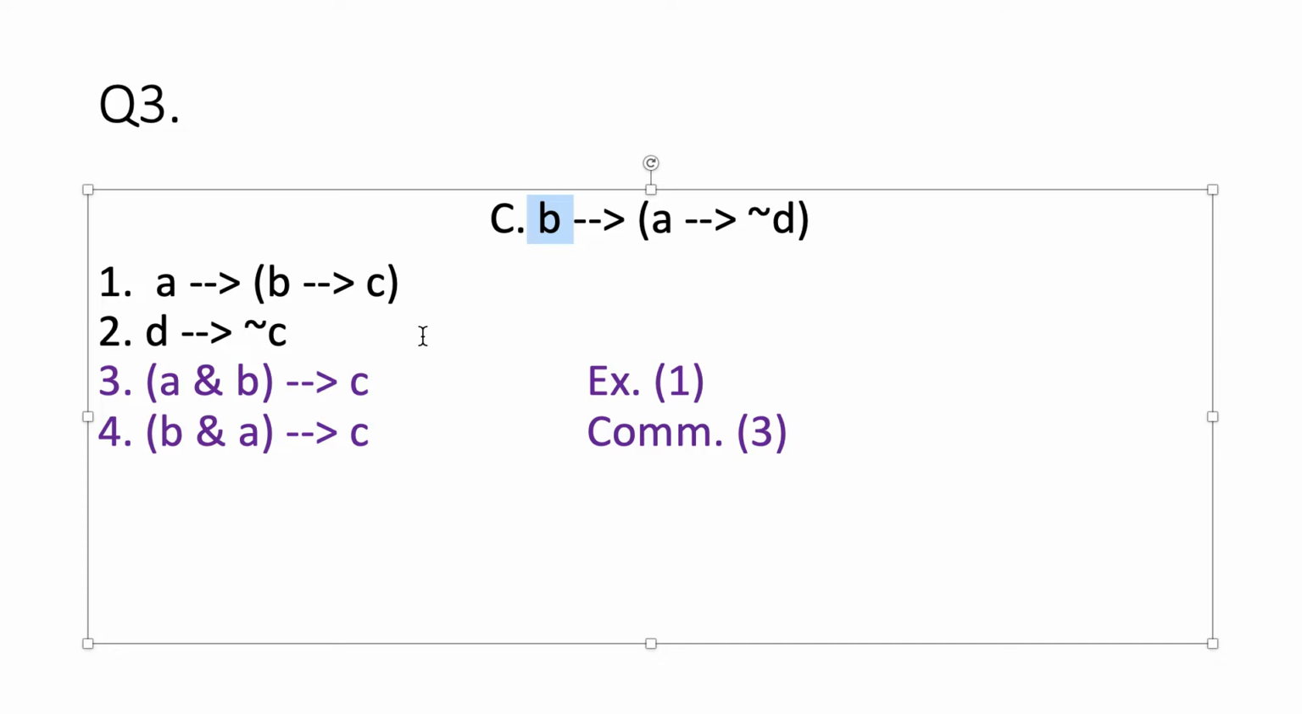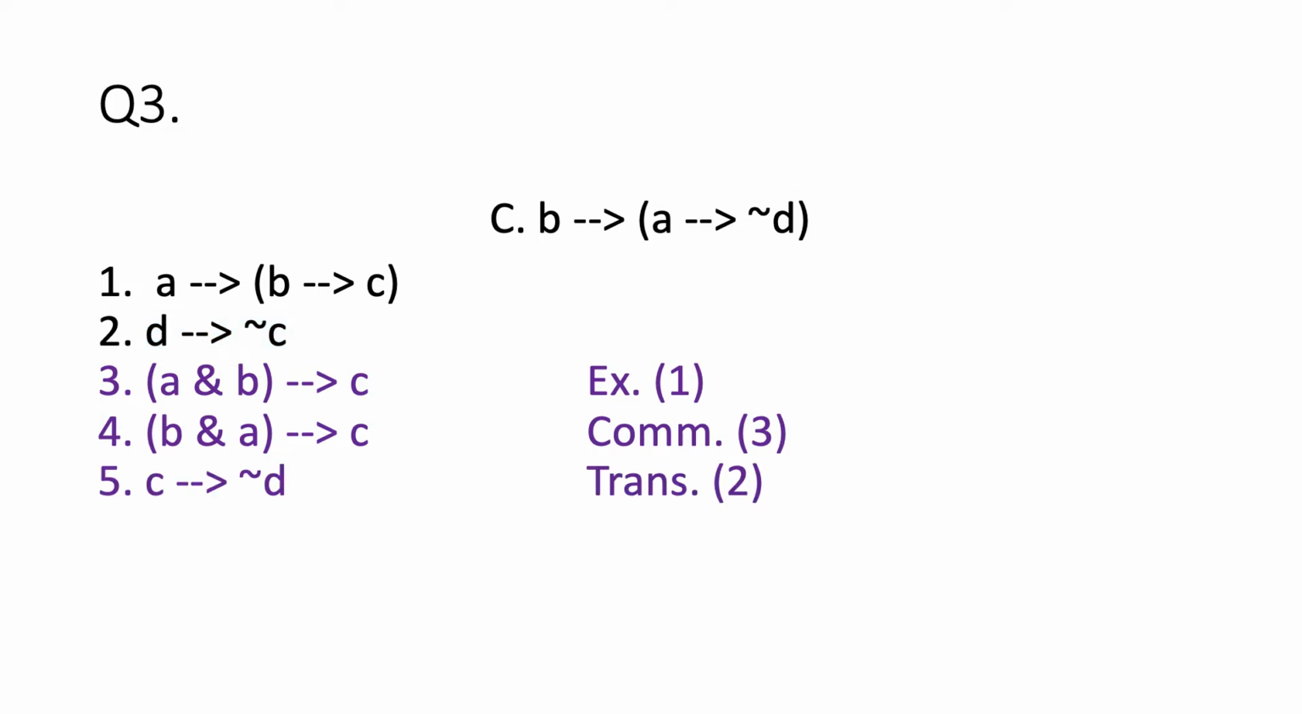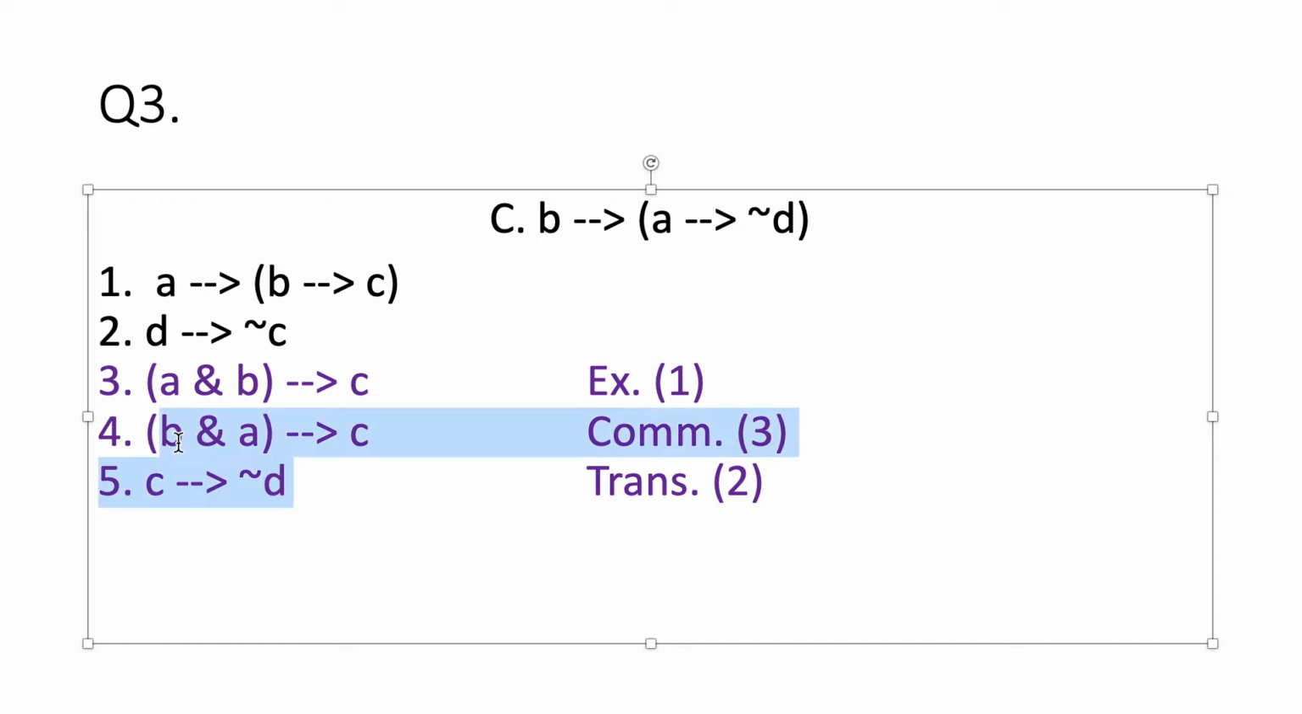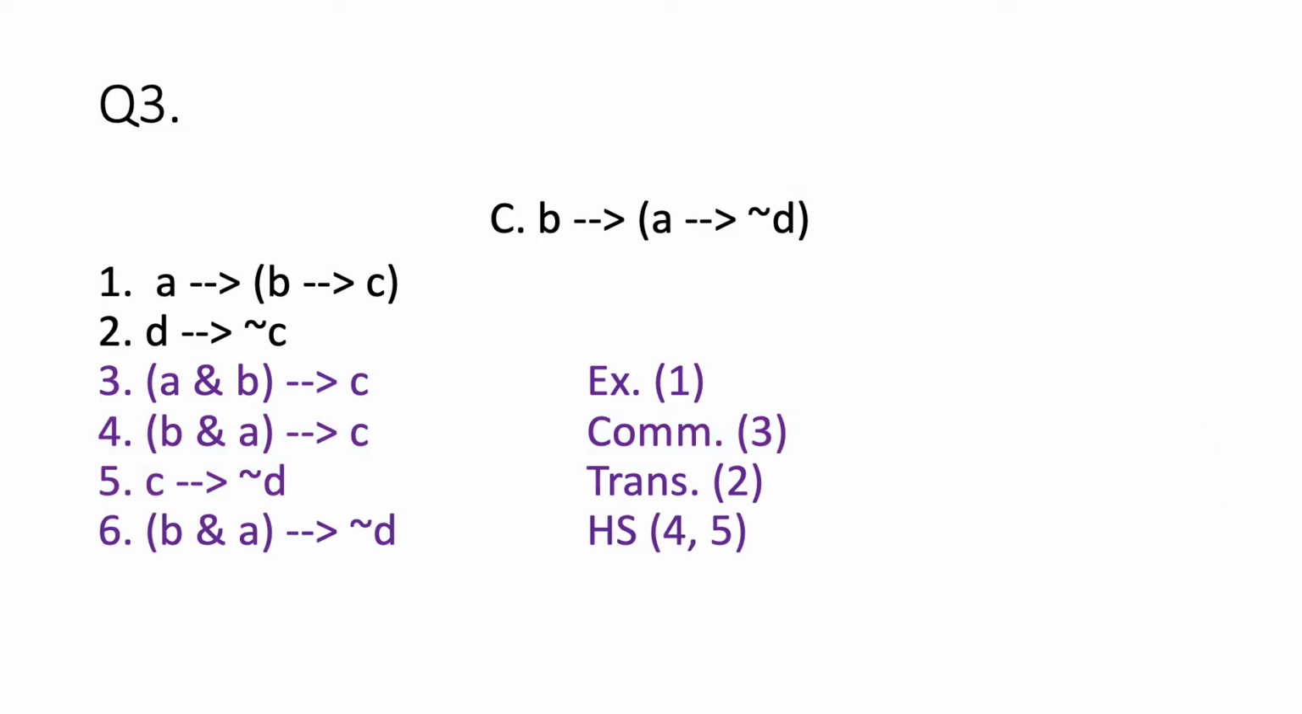Before I do exploitation though, I see that I have to use hypothetical syllogism soon with 4 and with a slightly different version of 2, but not the version that I have at 2. I'm going to change 2 via transposition into if C then not D. And once I've done that, I see that at lines 4 and 5 now, I have what I need to do hypothetical syllogism, to get rid of the C, and to get if B and A, then not D. And now I'm super close to my conclusion.